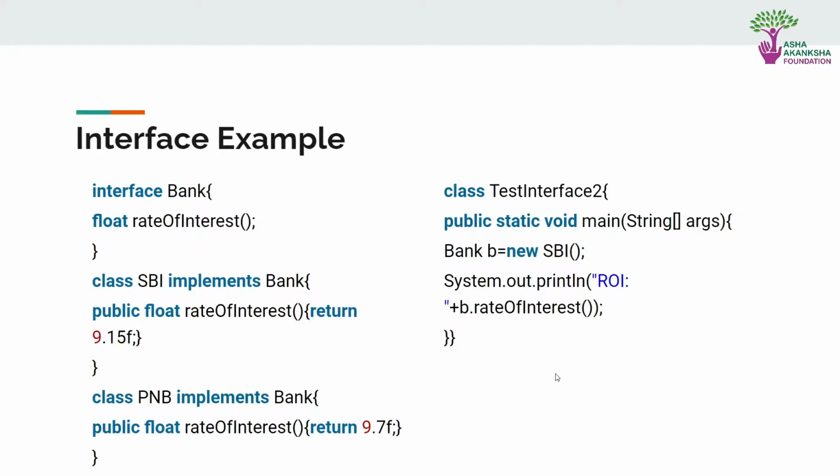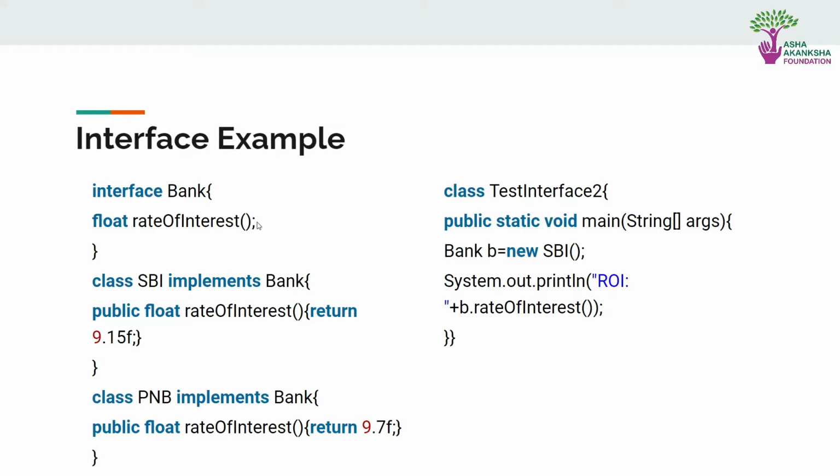So here's an example of an interface. We make an interface and name it bank, and we create a variable float rate of interest. So this is a method here, rate of interest, returning a float. This is a class SBI and it is implementing bank, implements, not extends, and now we implement the function. So public float rate of interest, and return.